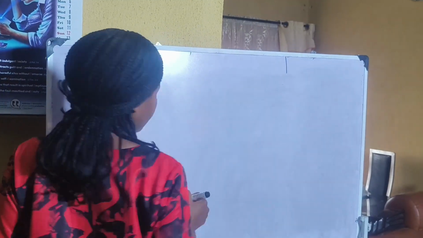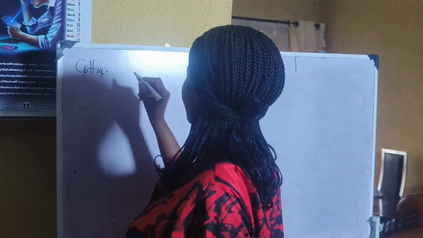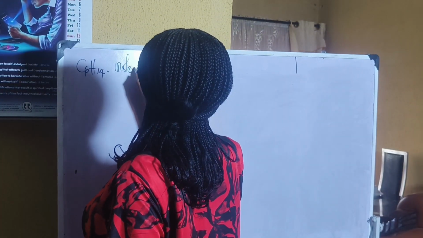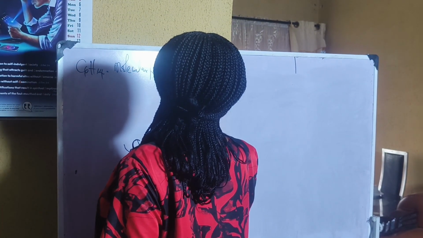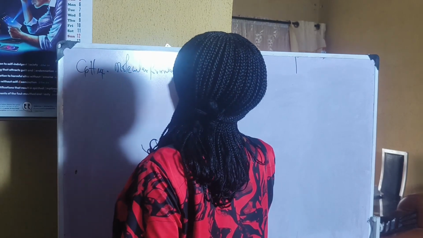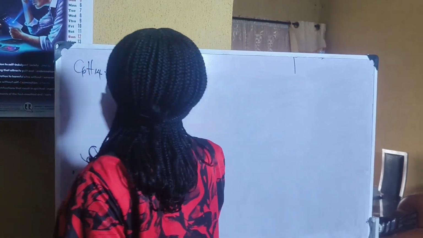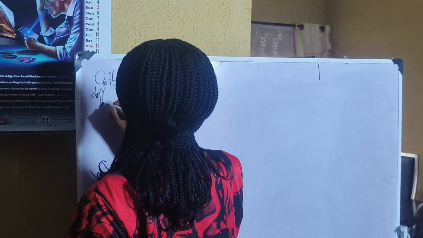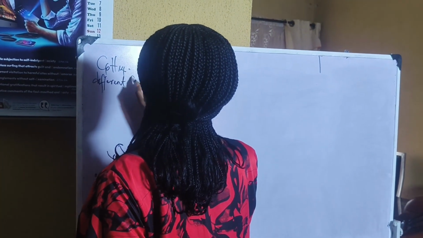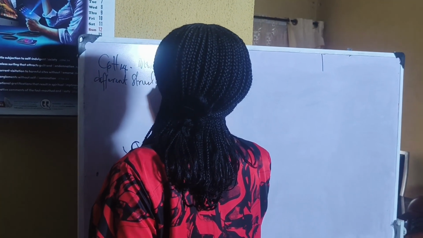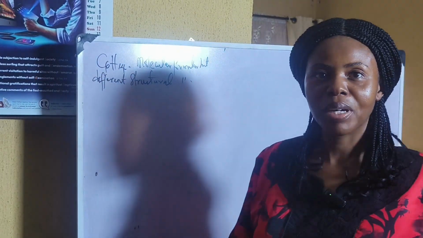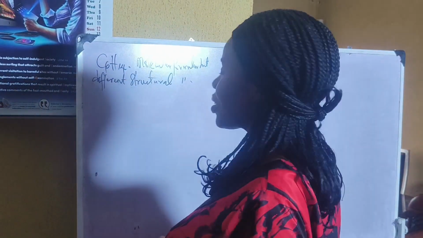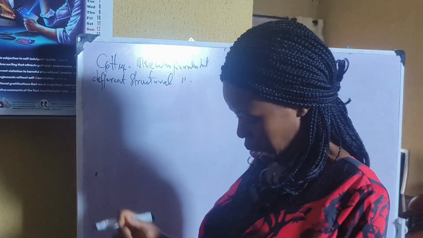C6H14. Yes, isomers means that they have the same molecular formula, but different structural formula. That's what isomer is. So if we want to get the isomers of hexane, how do we do that?